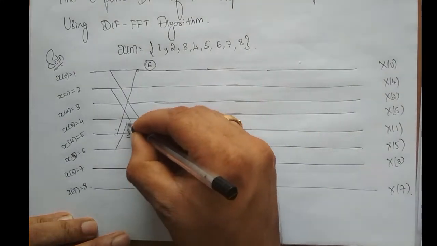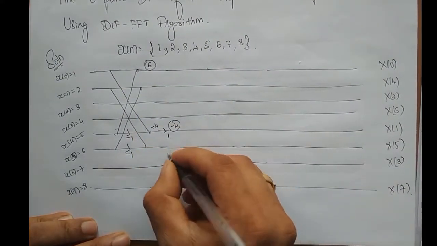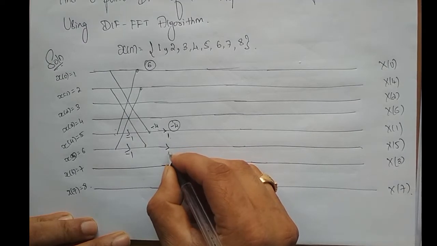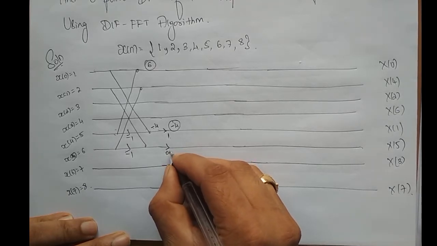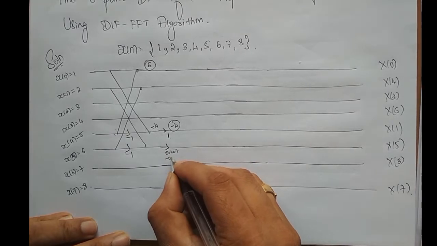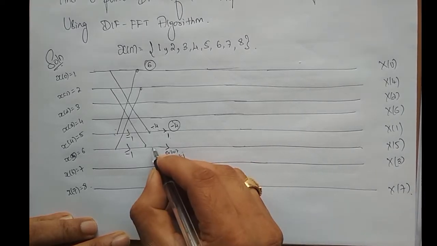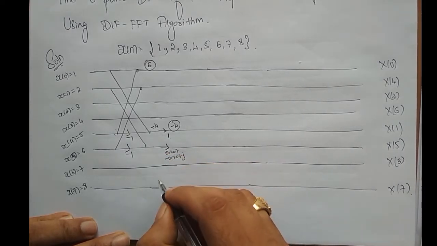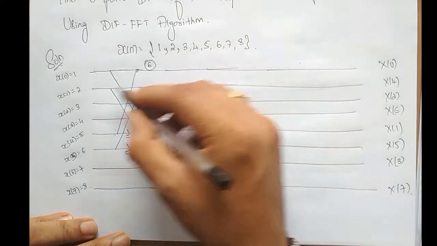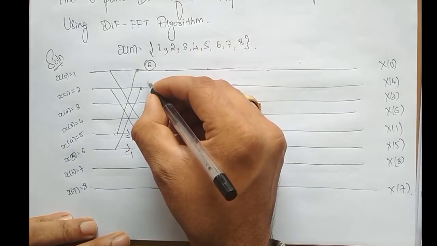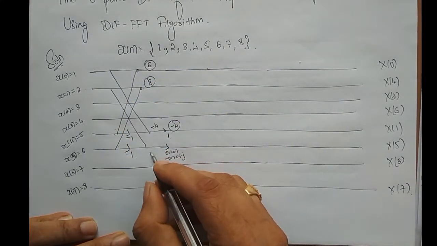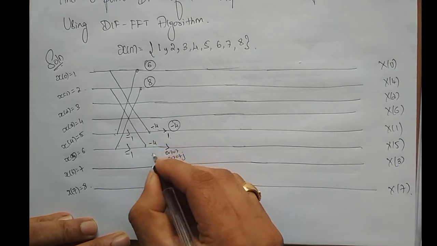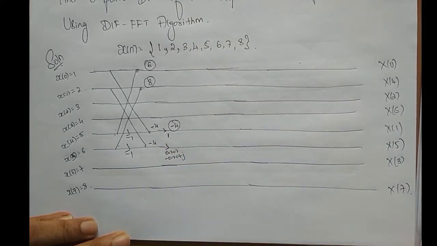So next butterfly, -1 here. So here W8 power 1, and the value of W8 power 1 is 0.707 minus 0.707J. So whatever the output we get here, that has to be scaled by this value. Okay, so what do we have? 2 coming here added with 6, which is equal to 8. This is the output. And 2 coming here subtracted with 6, which is equal to -4, and this -4 is scaled by 0.707.